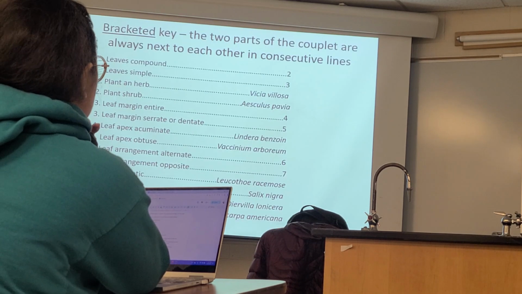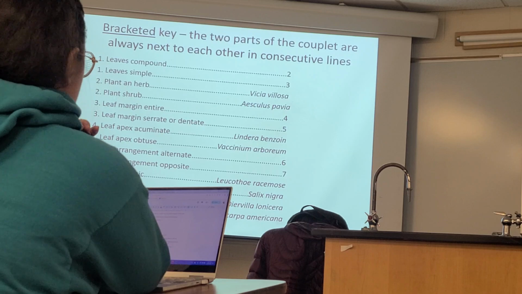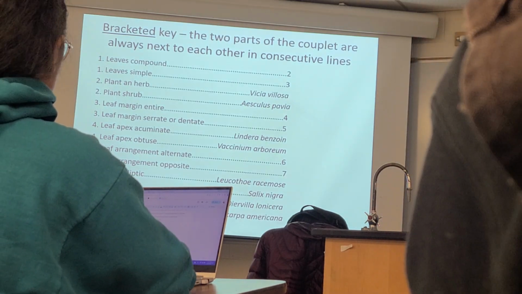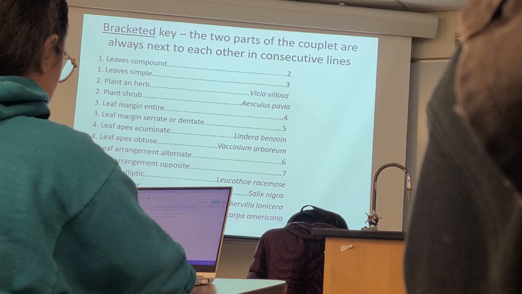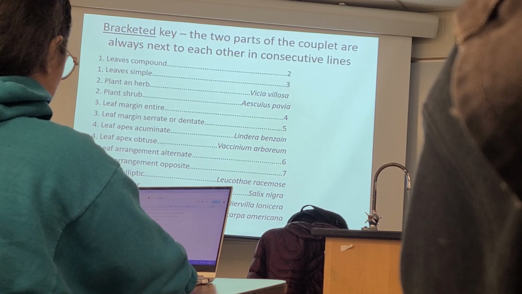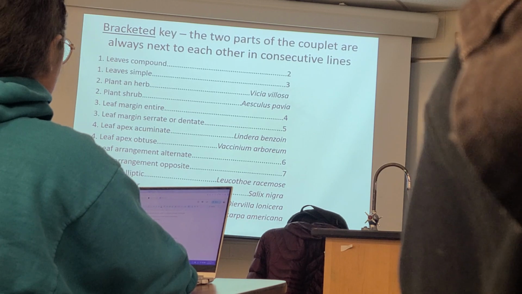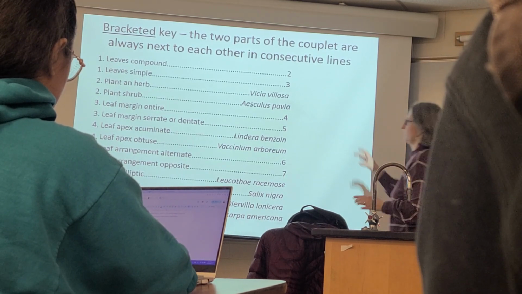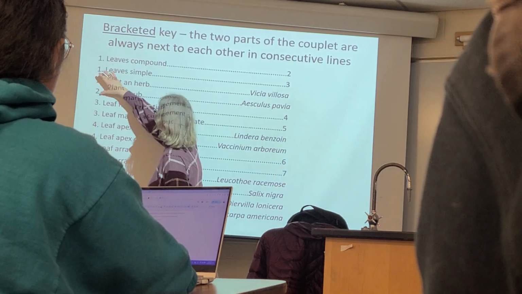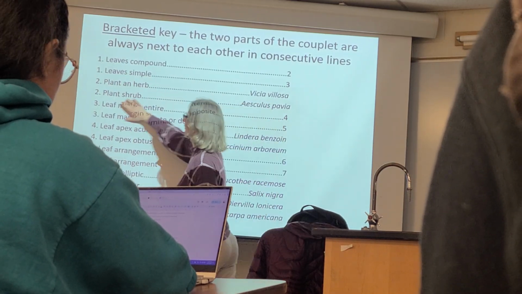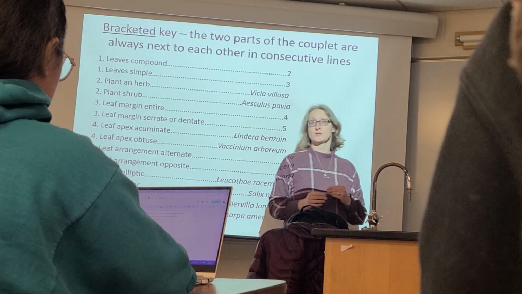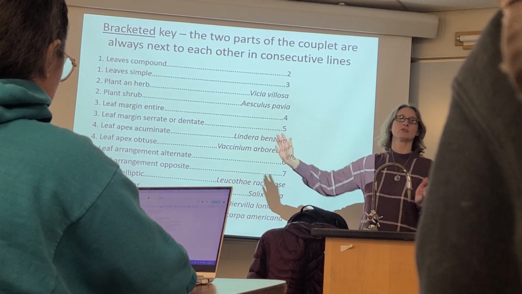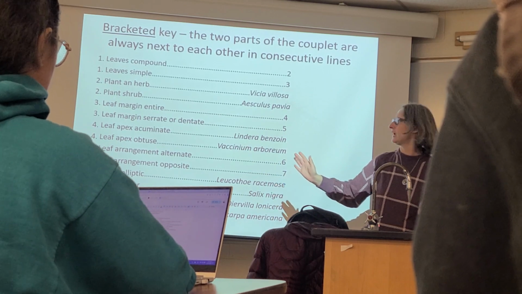So you could go with this option instead. You can use a bracketed key. For a bracketed key, the two parts of the couplet are always going to be right next to each other in consecutive lines. Super nice. You always know where the two parts are going to be. They're always right next to each other. So this is our couplet right here. That's one. This is our next one right here. There's one right here. We know that those go together. So it helps a little bit with organization. You can see that there's no indenting, so we're not wasting paper or anything like that.